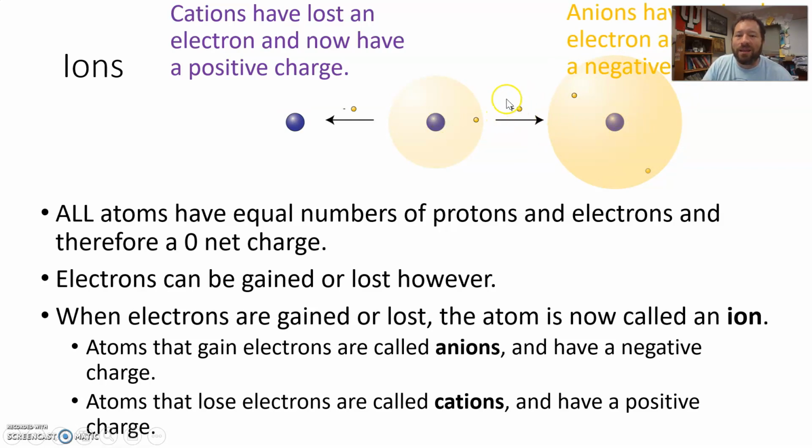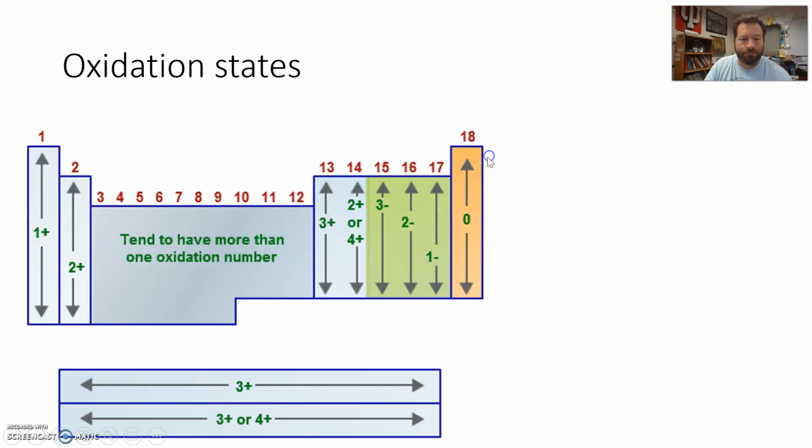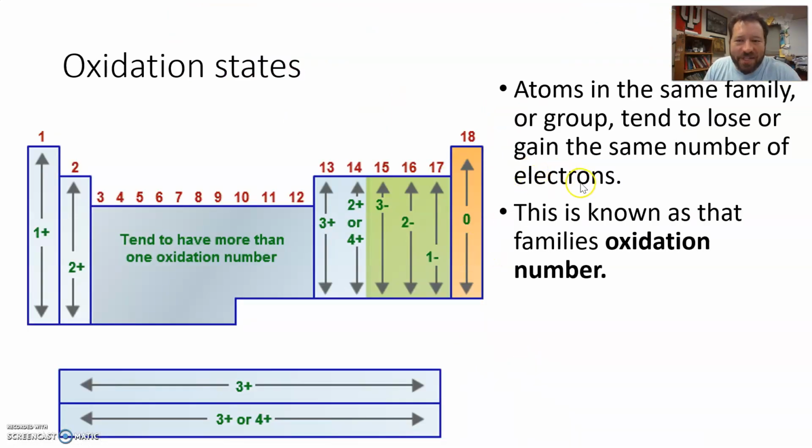where we have gained an electron. So this would be a negatively charged hydrogen ion. All right, so atoms in the same family or group, that's the column, the up and down column, tend to lose or gain the same number of electrons. So we look at the column here next to the noble gases. These are the halogens: fluorine, chlorine, and bromine. They all tend to gain one electron. That makes them a -1 anion.